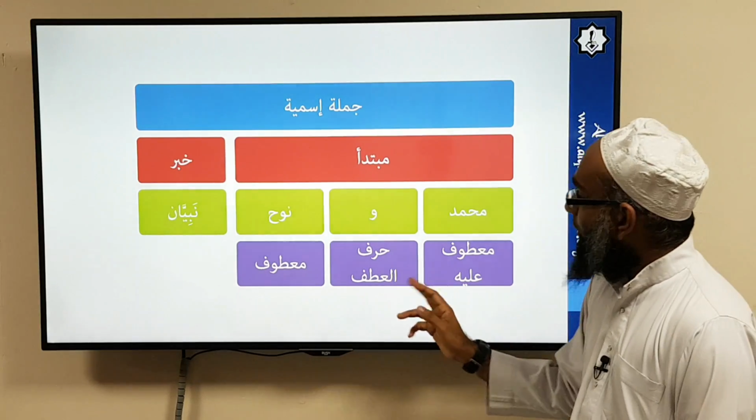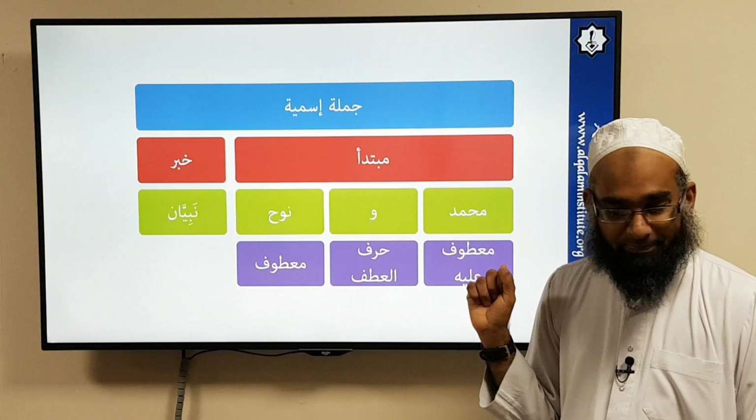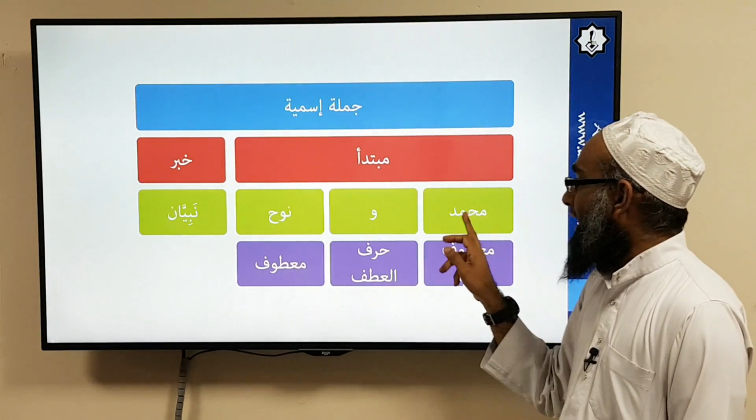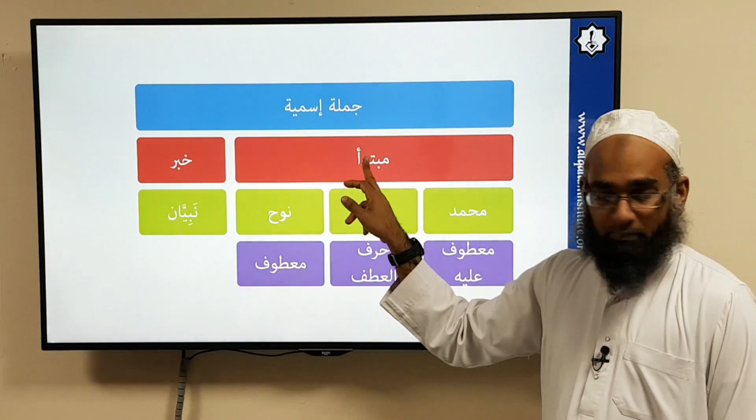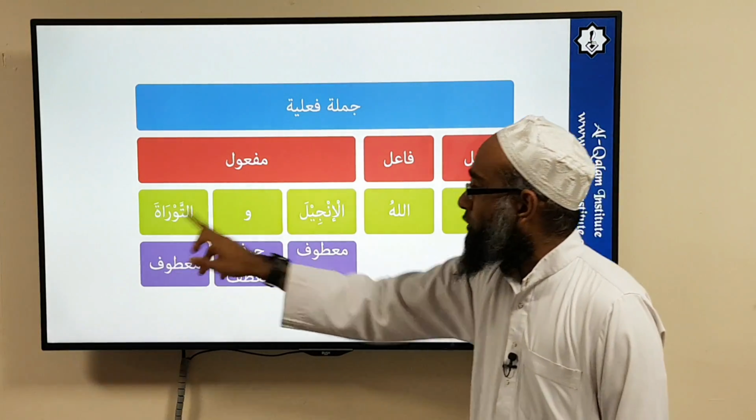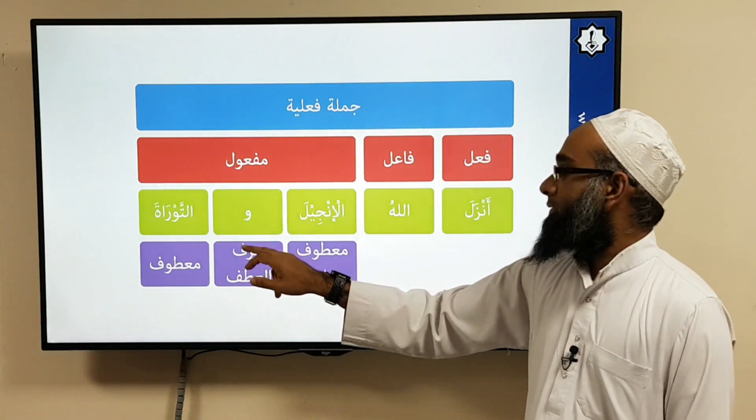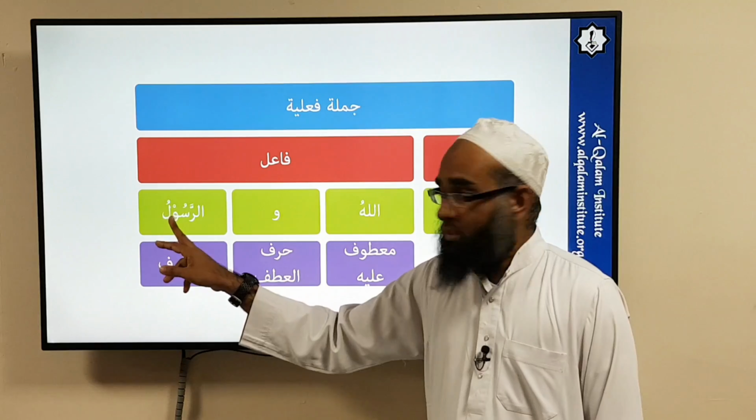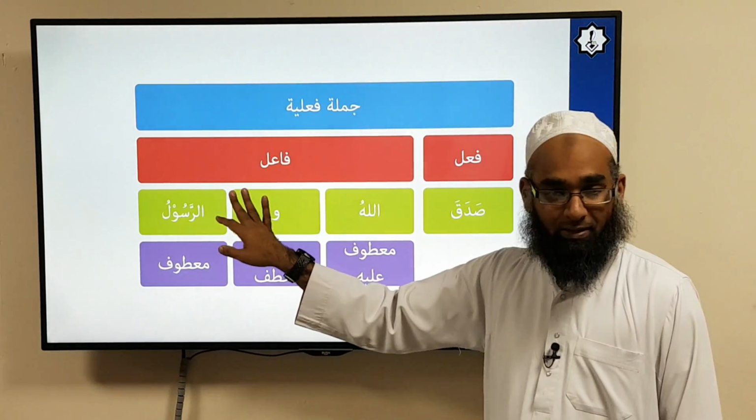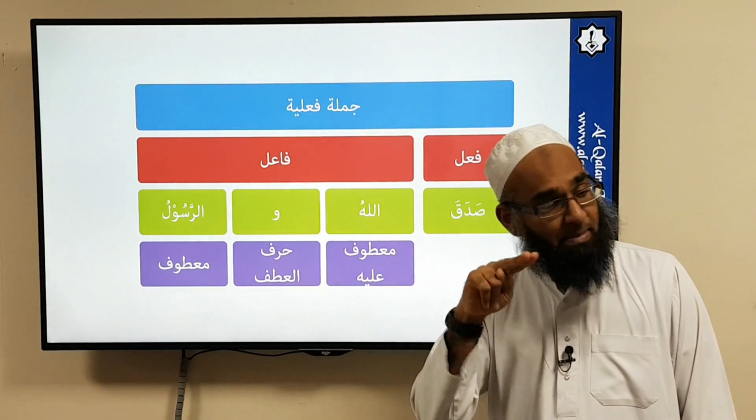Why does it match in i'rab? Because they both always become part of the same slot. You get what I'm saying? So for example, in this scenario, Nuh has to match the i'rab of Muhammad because they both become mubtada. In this example, Tawrat has to match Injil in i'rab because they both become maf'ul. And in this example, Rasul has to match al-lafzul jalala in i'rab because they both become fa'il. That's why in atf, they must match in i'rab.